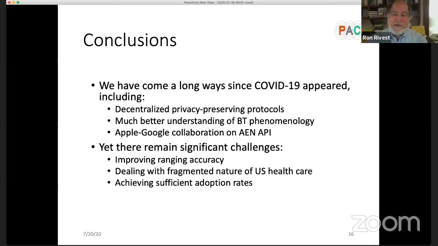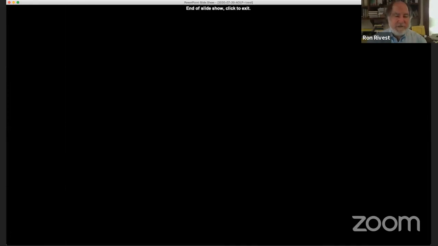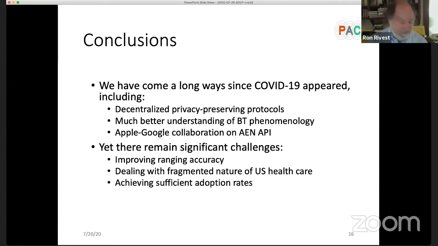There's dealing with the fragmented nature of US healthcare, many states, many jurisdictions. And so you can imagine many different apps being rolled out in the US at different places. And achieving sufficient adoption rates is going to be one of the big challenges for these apps as well. But there are lots of legal and privacy issues too, as I mentioned, and I look forward to questions. And that's really what I wanted to say. I hope that's stimulating, and I look forward to the questions later.